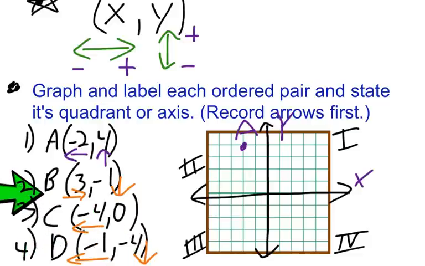So let's go over how to graph 2. We start at the origin like we always do. We go right 1, 2, 3. Don't put a point yet. And then go down 1. And that's where our point goes. And we're going to label that B.